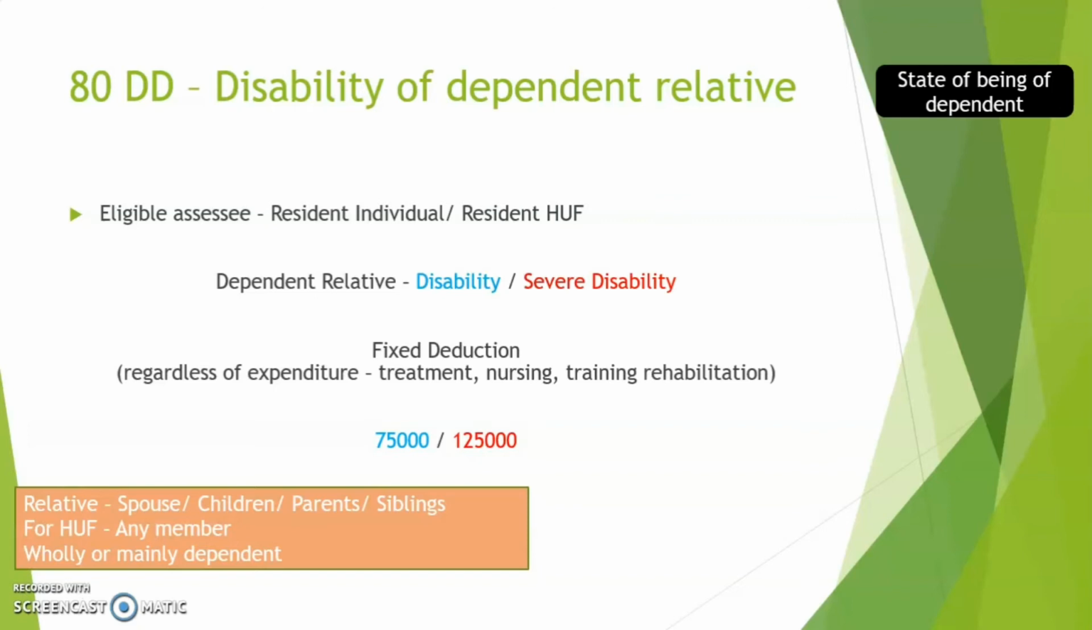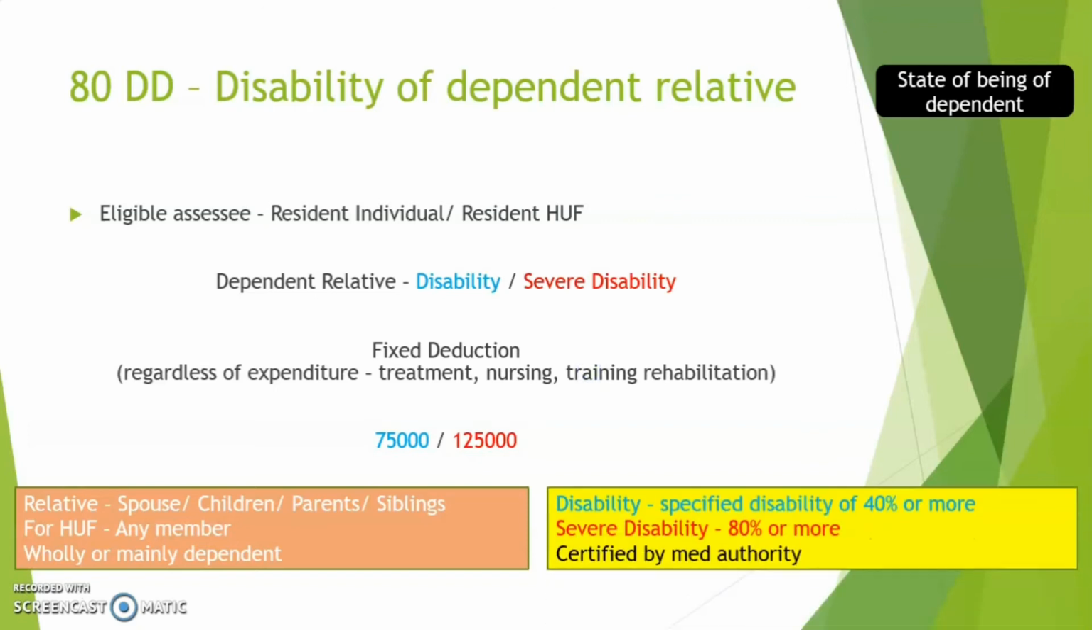And what is a disability and severe disability? Let's check that out. Disability is a specified disability of 40% or more, whereas severe disability is a specified disability which has incurred more than 80% disability on the assessee's relative's health. Now this measurement of 40% or 80% will have to be certified by a medical authority.